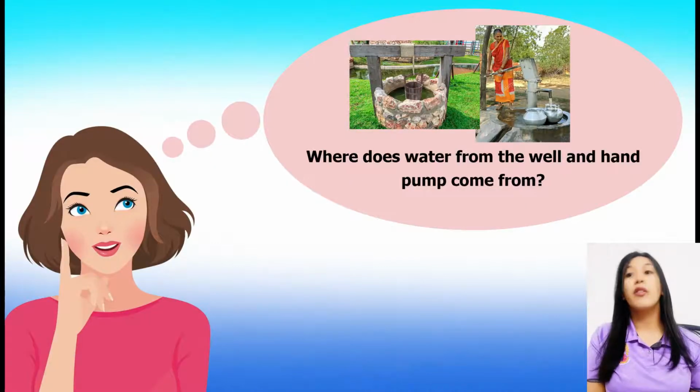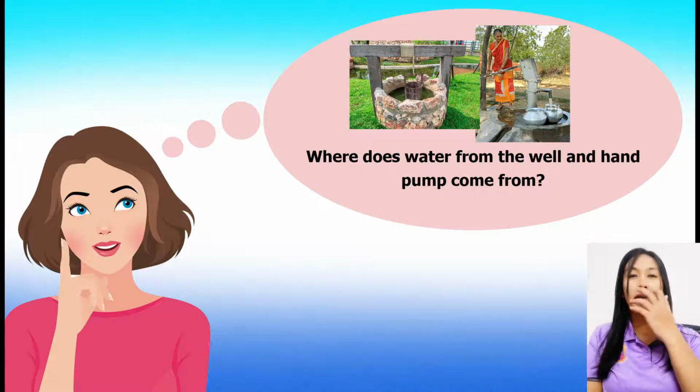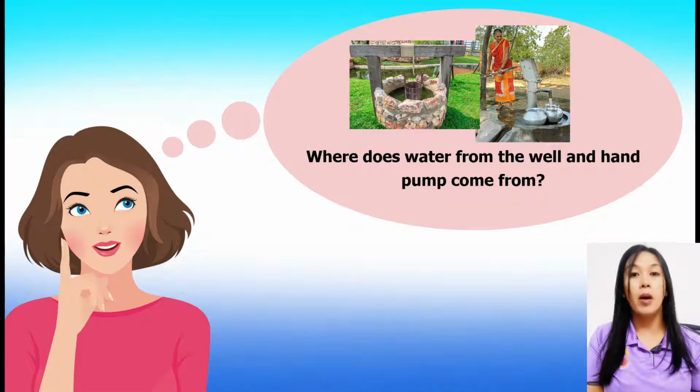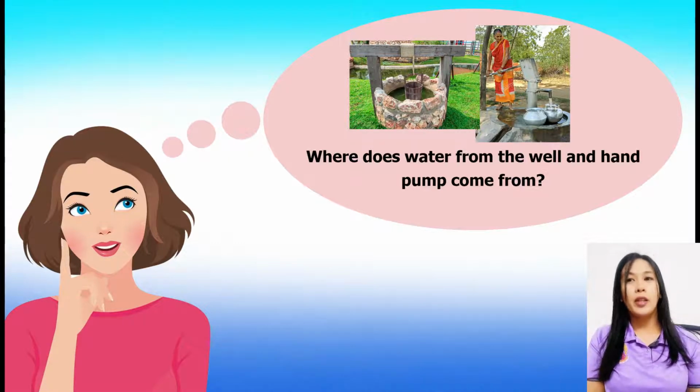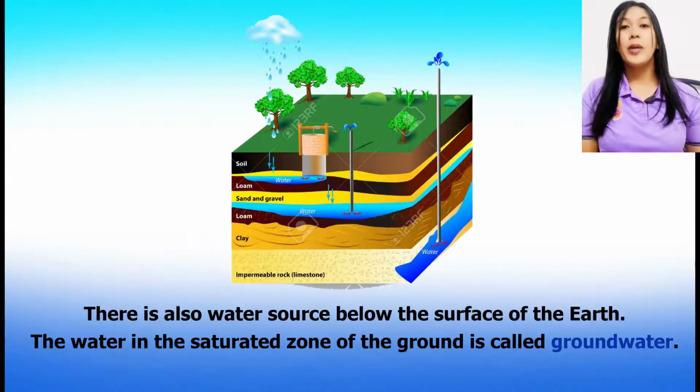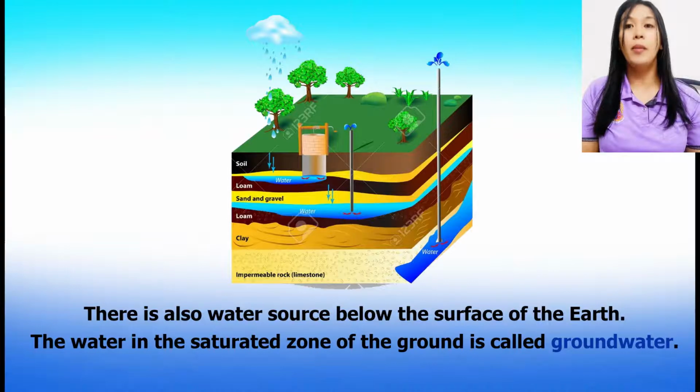So where does water from the well and hand pump come from? Usually in some areas, especially in some remote areas, I think people's source of fresh water comes from wells and hand pumps. So the old way of taking water from the ground is through wells and hand pumps. So where is the water coming from? The water that's coming out of hand pumps and wells is coming from the ground.